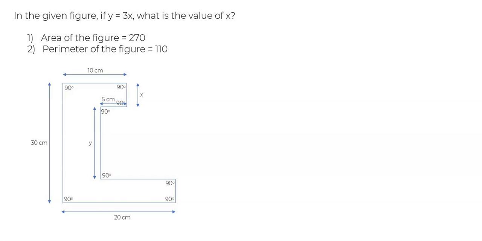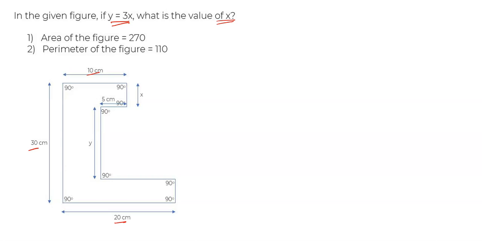Hey everyone, so I thought I'll just create a video solution for this since this is geometry and I need to mark a few things on the diagram to help you understand how to solve this question. As you can see, we have this diagram where 30, 20, 10 are all marked. This 5 centimeter, and y and x are given. The relation that we have here is y is equal to 3x, and we need to find out the value of x.